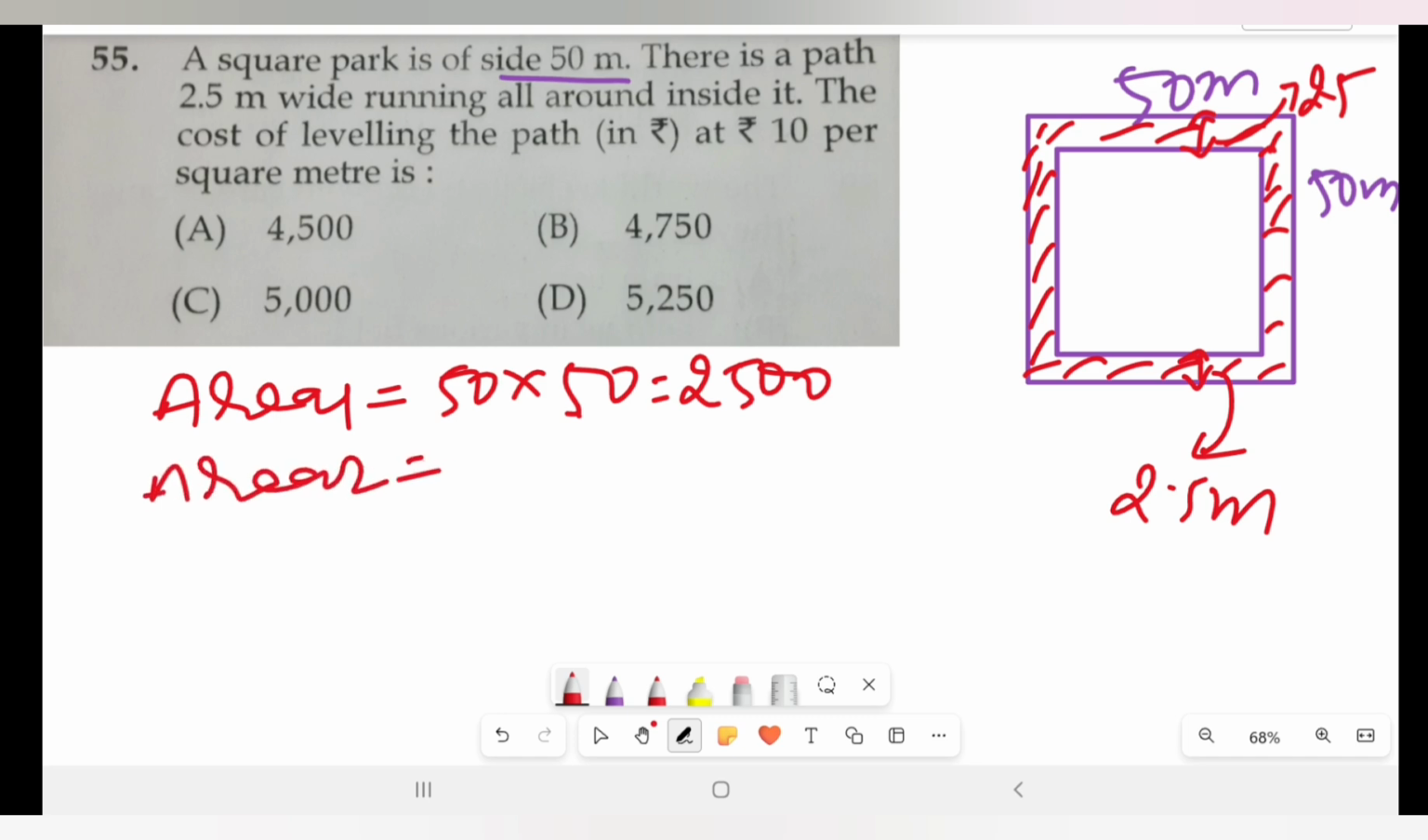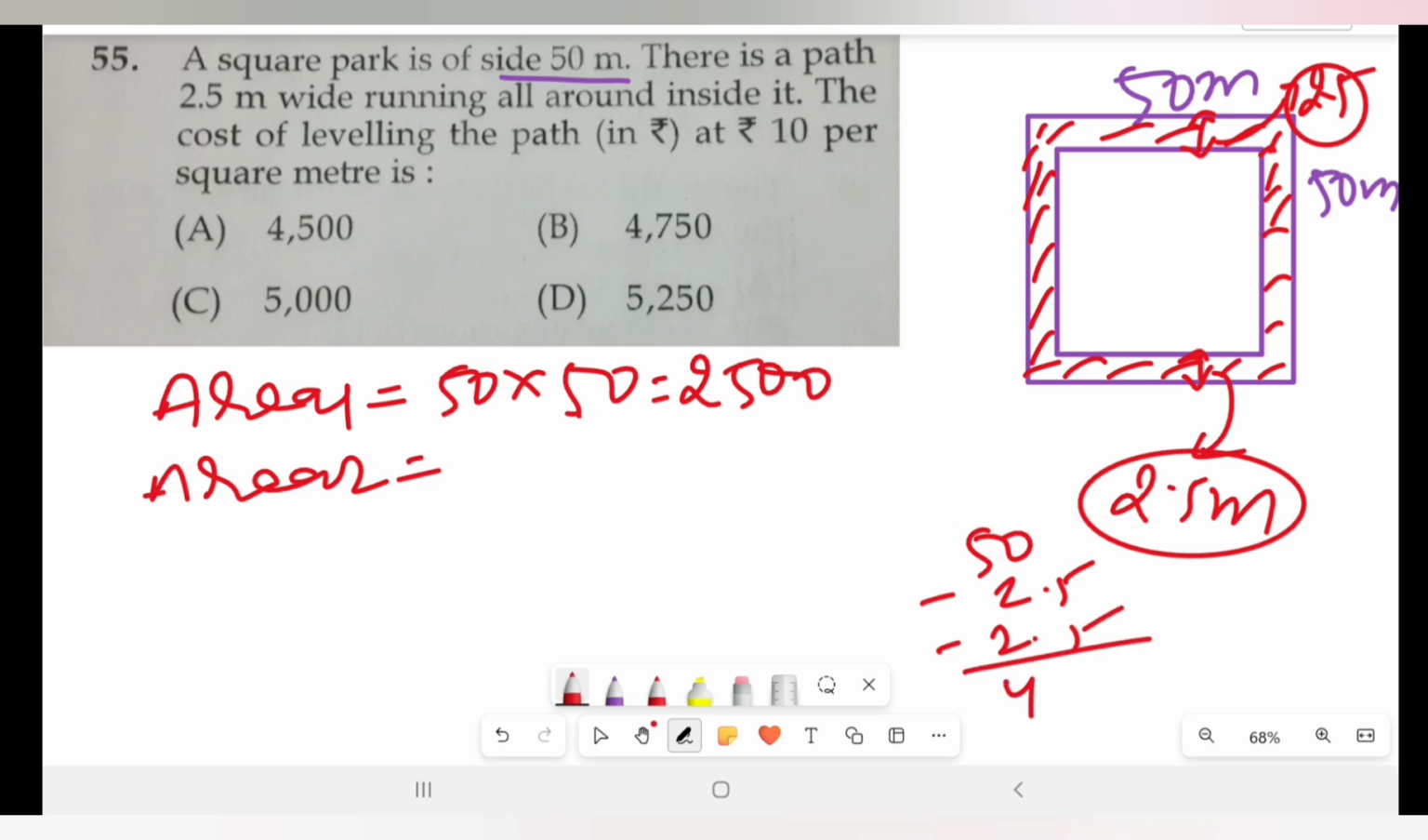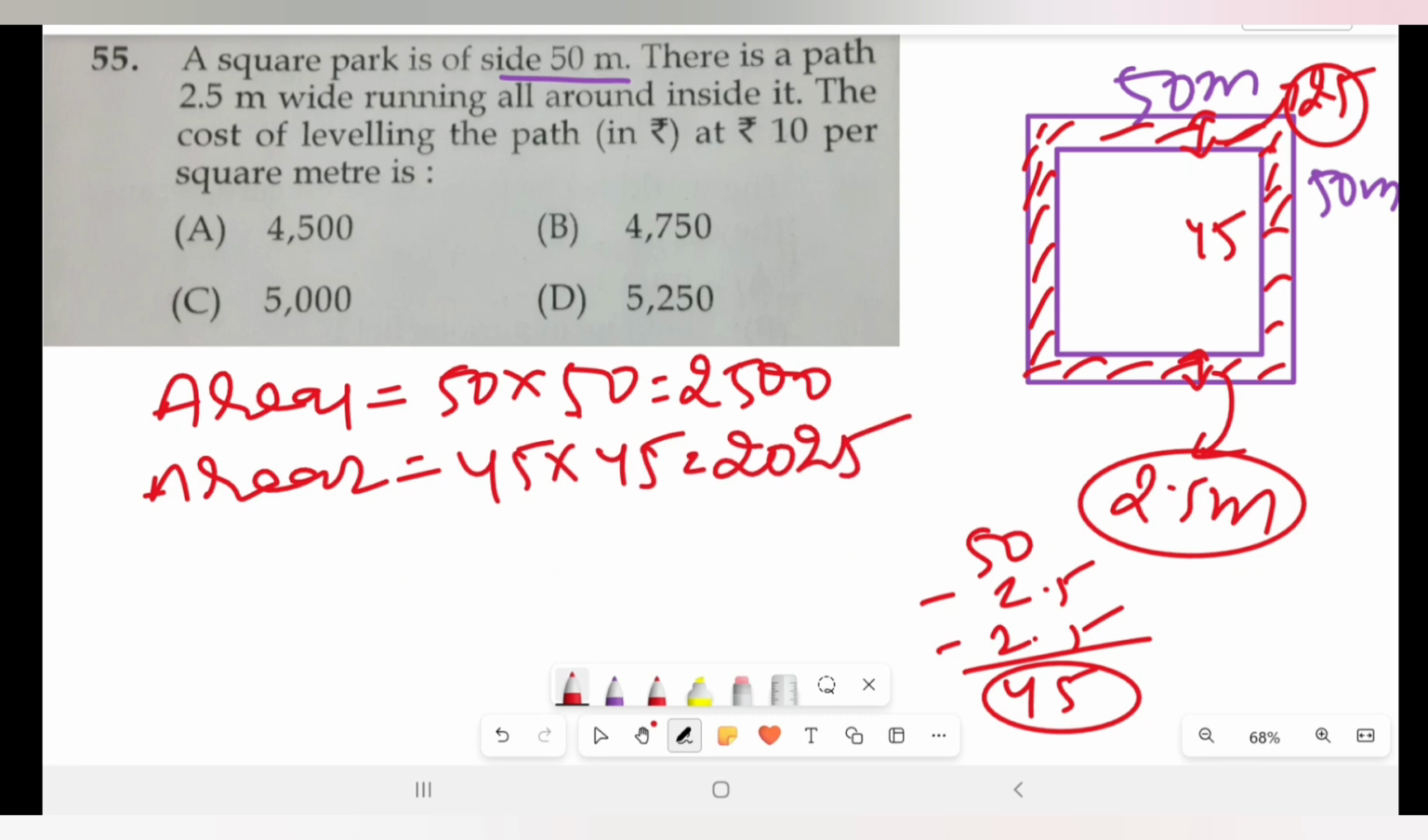So area 2 is the inside square area. What is the side of the inside square? Let us say 50 minus 2.5, and this 2.5 we also have to subtract, right? So minus 2.5 here and minus 2.5. So this is equal to 45. So the inside square side length is 45 meter. So 45 into 45 is equal to 2025.